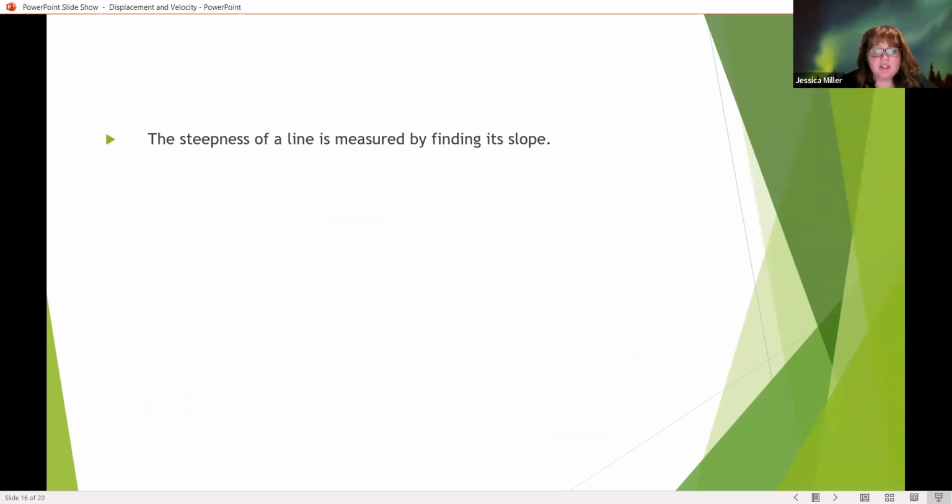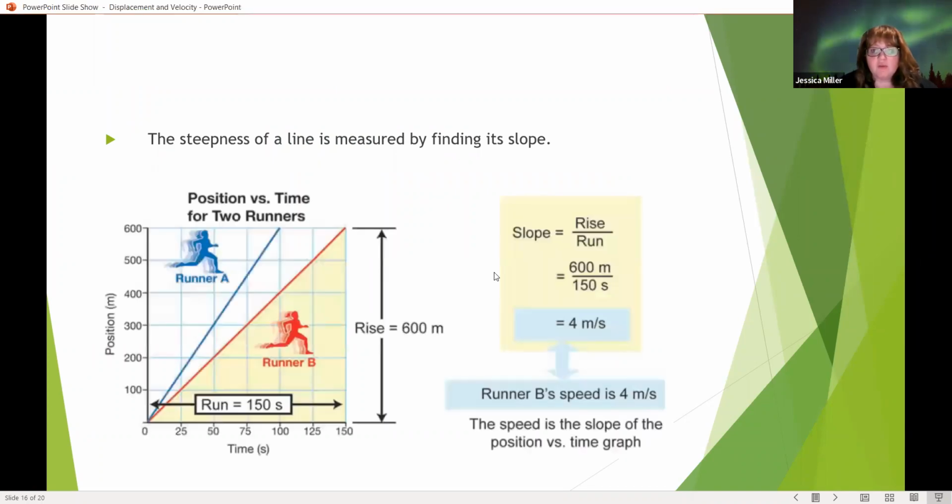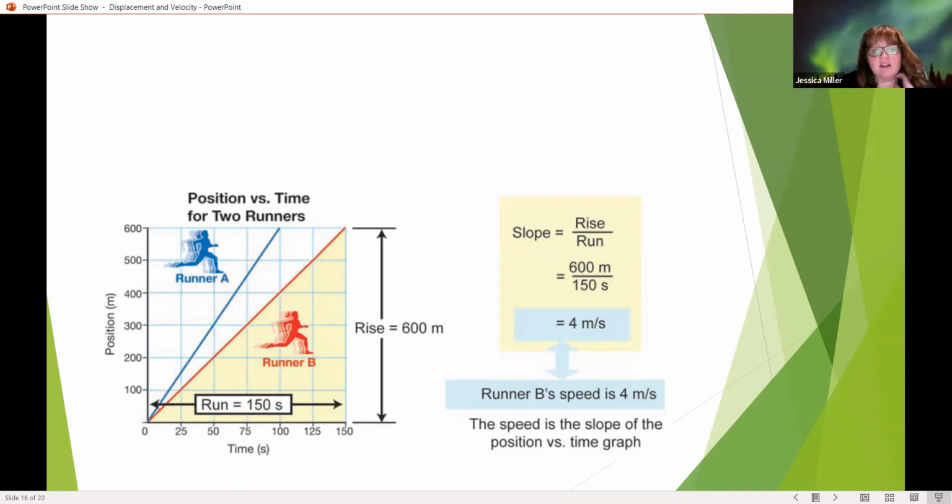All right, so the steepness of a line is measured by finding its slope. Remember, slope is rise over run. Here we have two runners, runner A and runner B, and we can see that runner A is moving faster than runner B because the position graph is steeper, and the slope or the steepness will represent the velocity. So we see that runner B's speed is 4 meters per second.